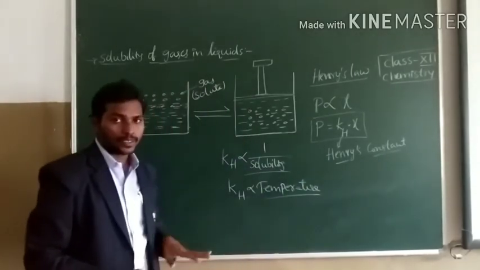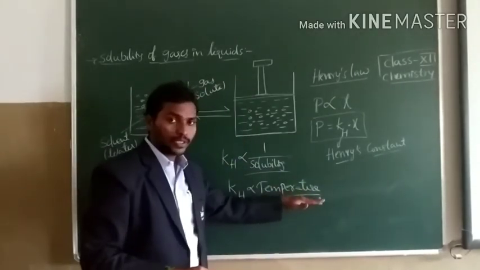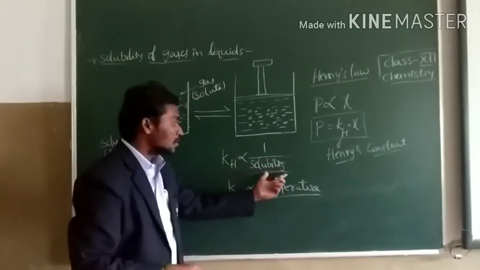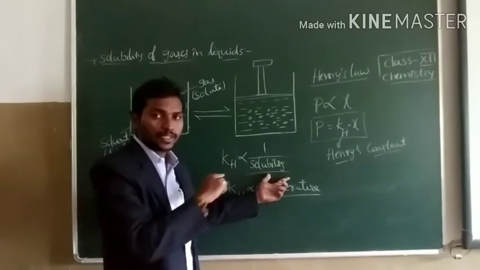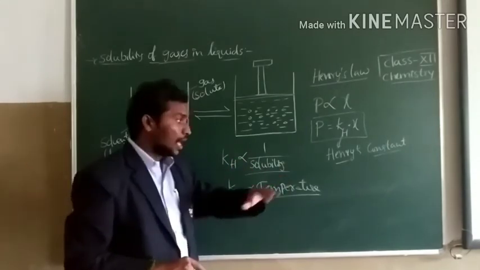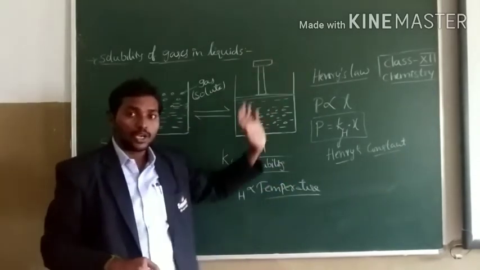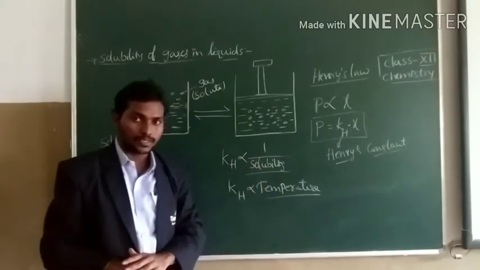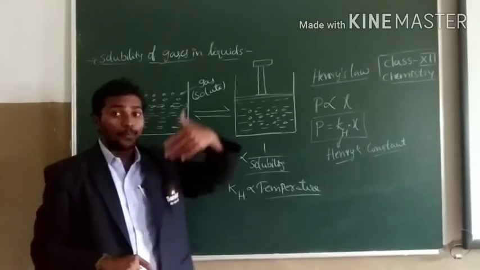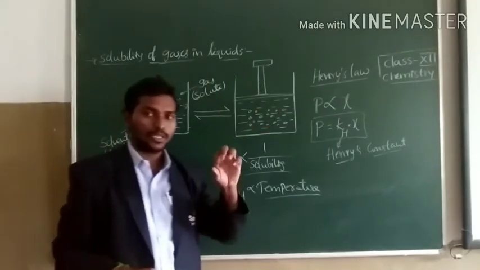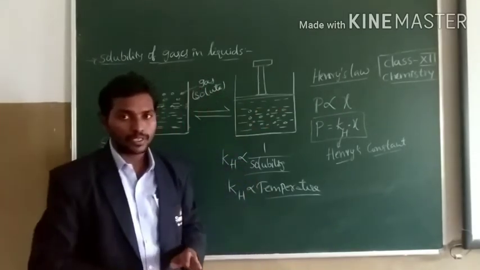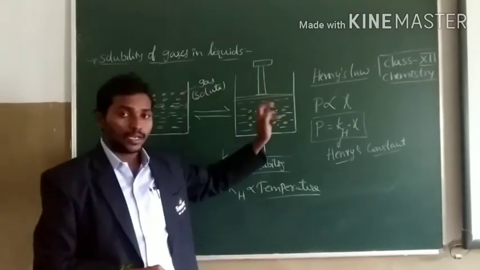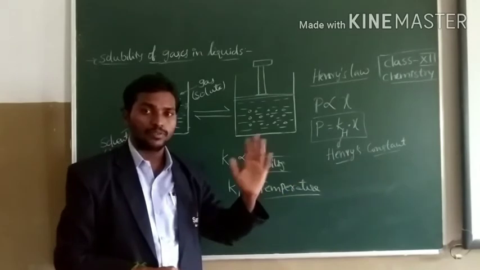It's a function of temperature. That means as temperature value increases, Kh value increases. As Kh value increases, solubility of gas in liquid decreases. That's why as temperature increases, solubility of gas in a given solvent decreases. What about pressure? Pressure increases, solubility of gas in a given solvent increases. That's why pressure is directly proportional to the solubility of the gas in liquids.